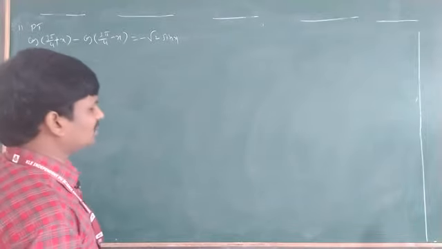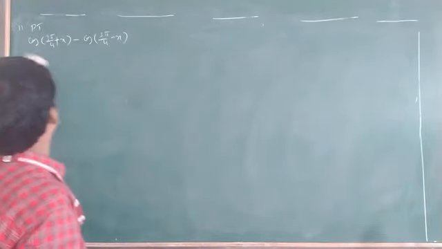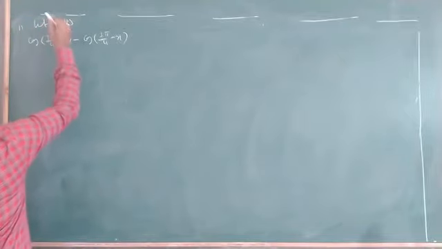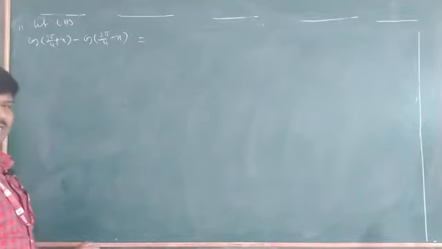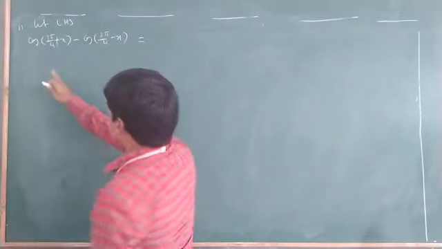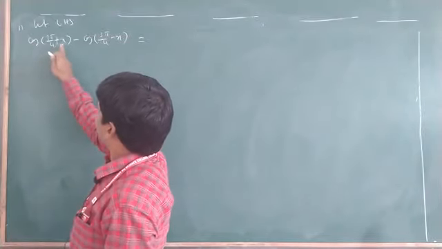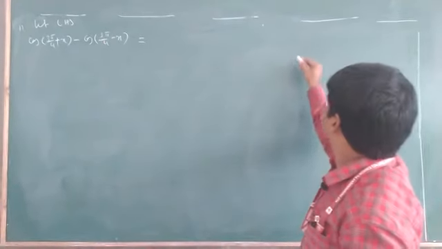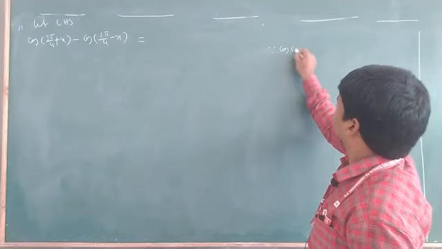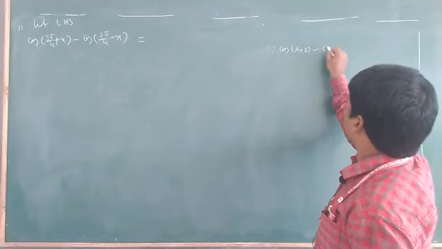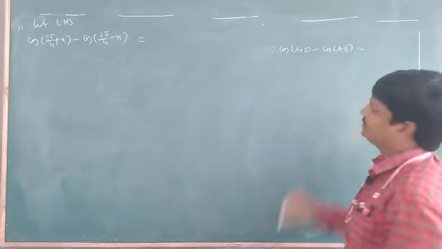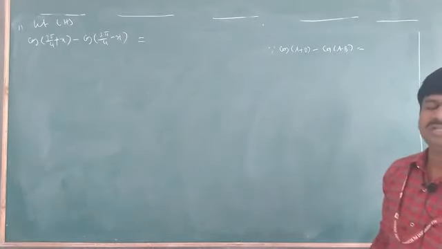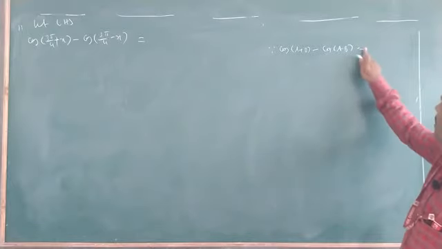So about that, first take LHS here. Let LHS be equal to, just observe clearly, I am going to write the formula: cos (A plus B) minus cos (A minus B). What is the formula? I gave this formula yesterday. What is the formula of this one?